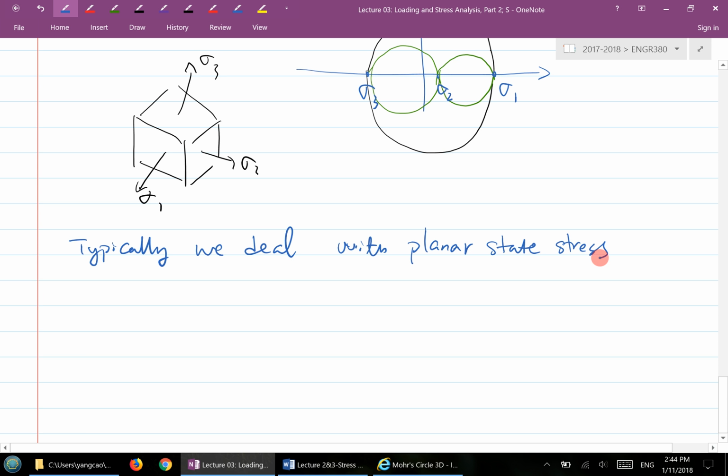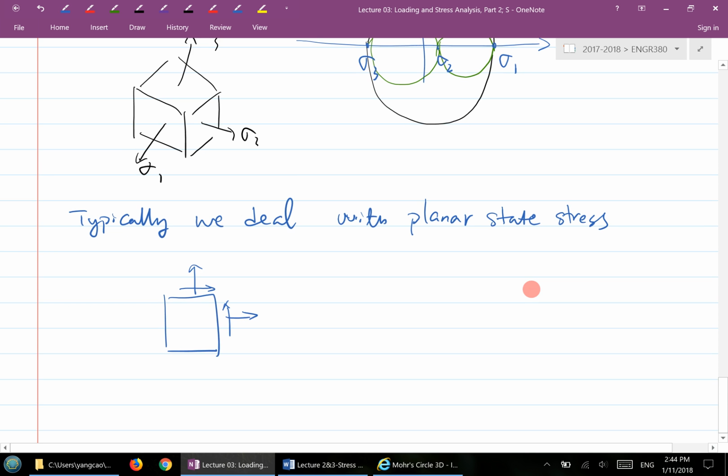As you can see in the examples that I showed you, whenever we have a loading condition, we typically end up with a planar state of stress. So planar state of stress basically means your stress element looks like this. Here's your stress element, right? And it exists only in one plane.